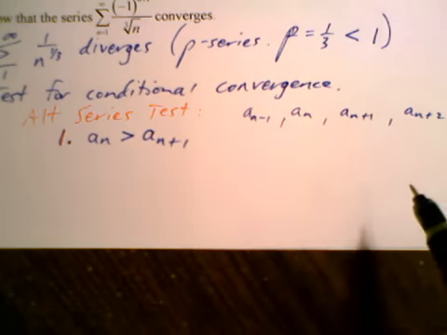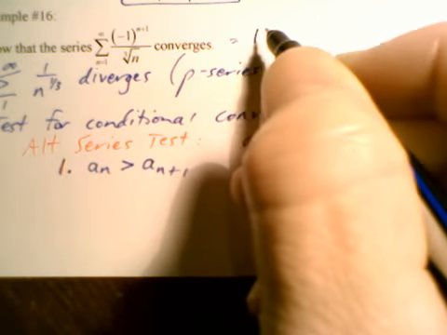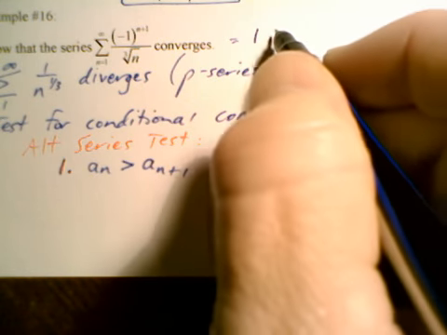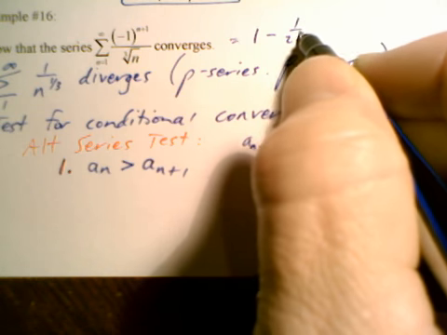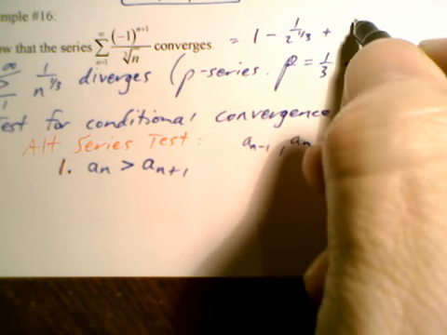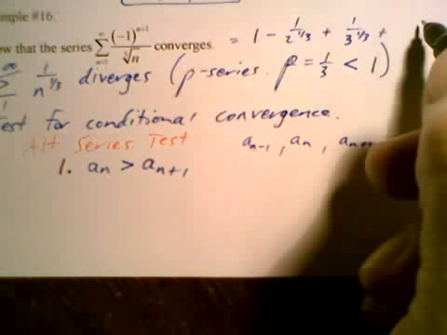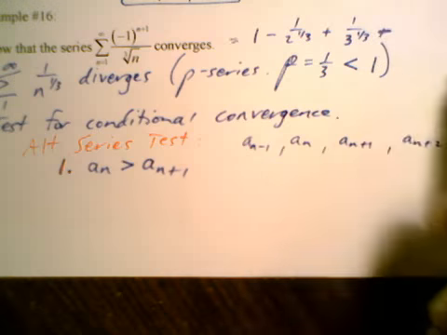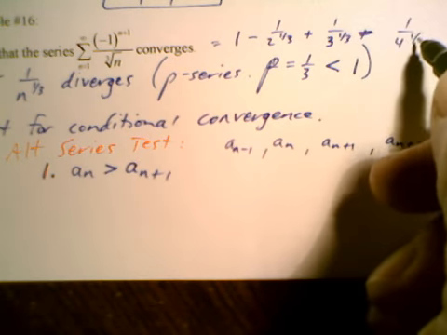Well, how do we know that? Well, let's take a look at the series. If n is 1, the first term's positive, and we have 1. Okay, and then we have minus 1 over 2 to the 1/3, plus 1 over 3 to the 1/3, minus 1 over 4 to the 1/3.